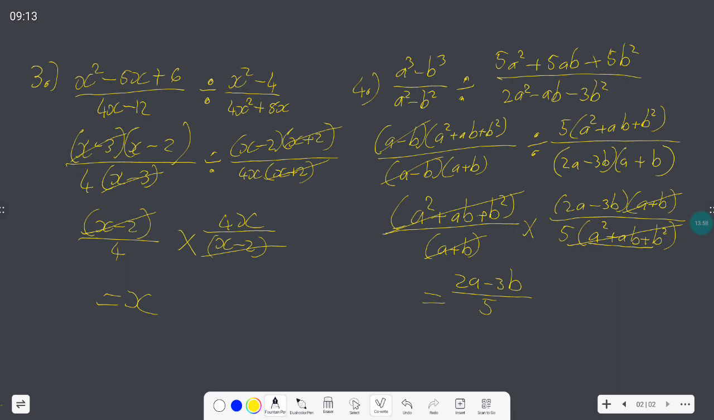Any questions? What's my first step? Factorize. After I'm done factorizing, what should I do?